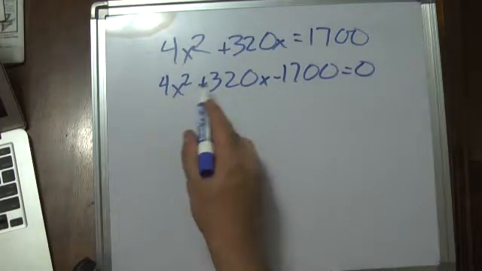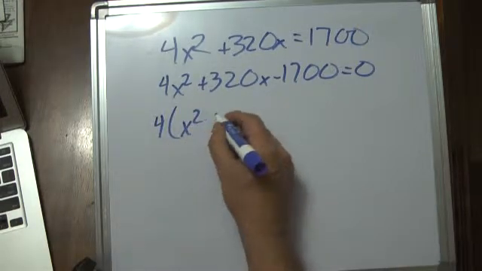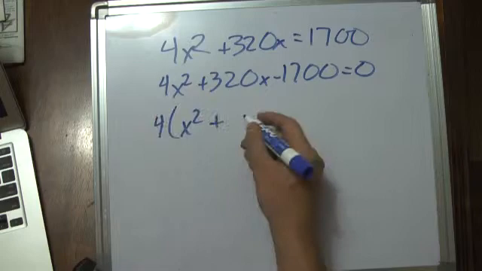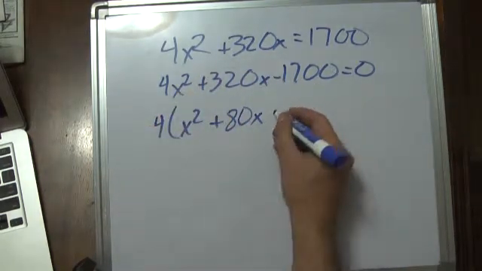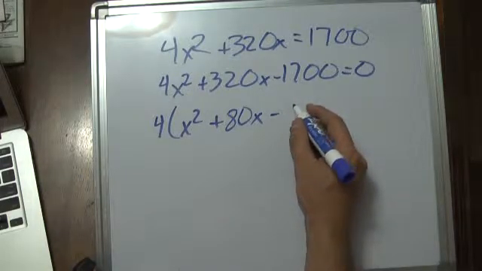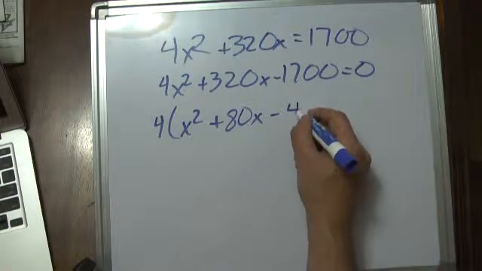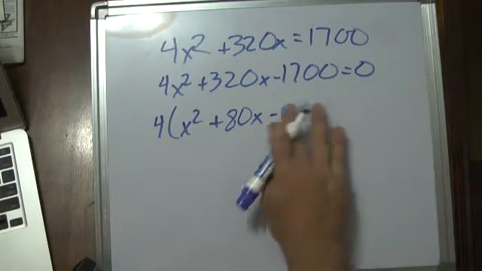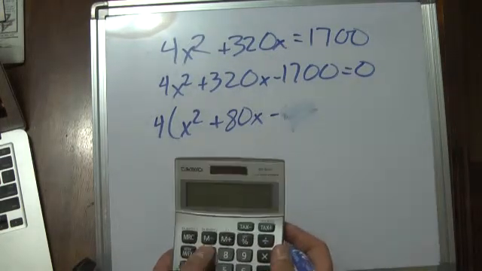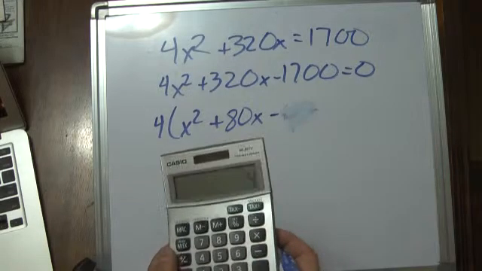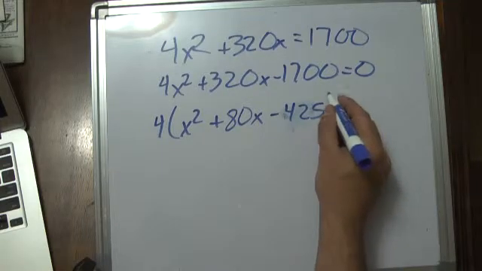And every one of these coefficients is divisible by 4. I'm going to factor out a 4, leaving me with x squared plus 320 divided by 4 is 80x. And negative 1,700 divided by 4 is negative 2, what is that? 44. Is that right? That's not right. Alright, I have to get out my calculator. It's late at night. Mr. Quarters having brain freeze. 1,700 divided by 4. 425. I should have known that. Negative 425 equals 0.